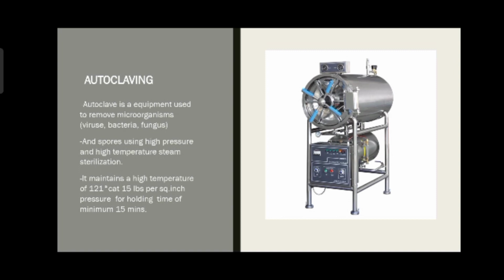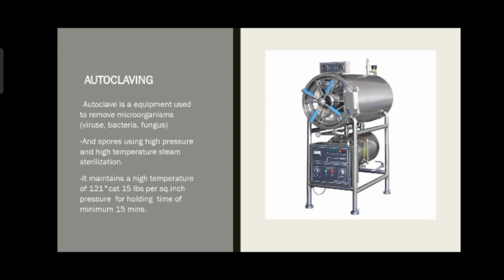Autoclaving is a sterilization method utilizing pressurized steam, which effectively removes all the microbes, even the spores. This autoclaving is carried out by an instrument called an autoclave. It is an instrument that maintains a high temperature of 121 degrees Celsius at 15 lbs per square inch pressure, for a holding time of minimum 15 minutes. So all the cells and endospores will be killed within this time.